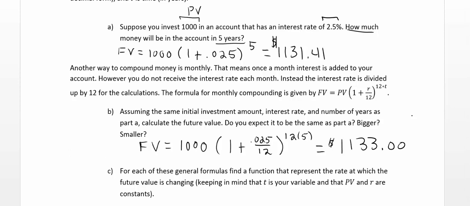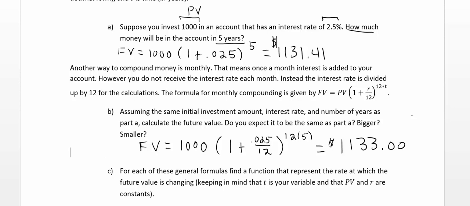So by getting my compounding to be done monthly, I actually end up with about $1.59 more than if I had done it annually. And that may not seem like a big deal, but if you're someone who invests millions of dollars, that can add up really, really quickly.